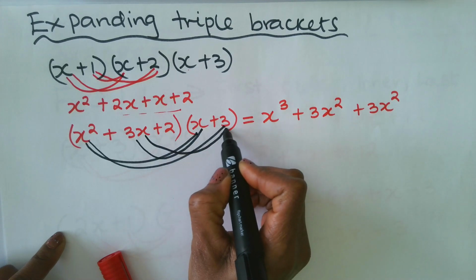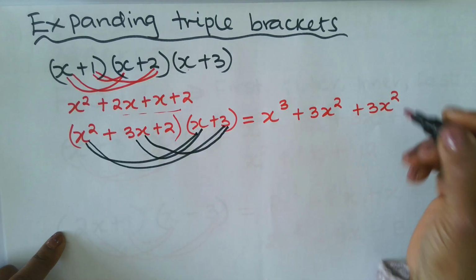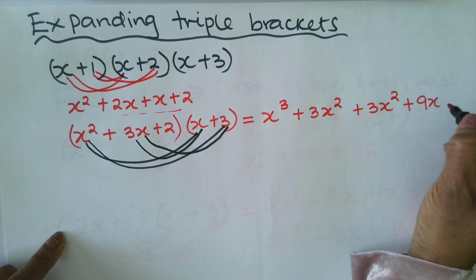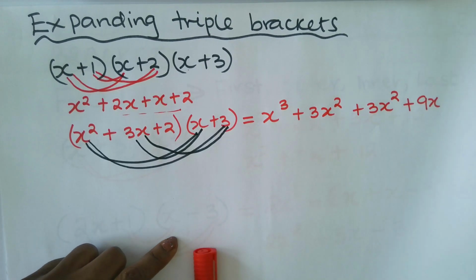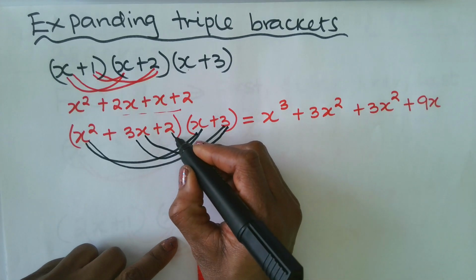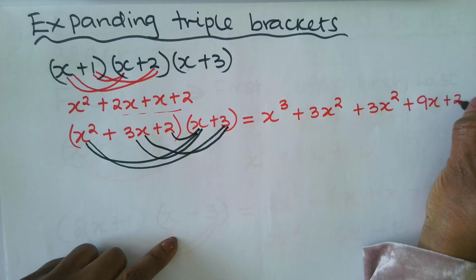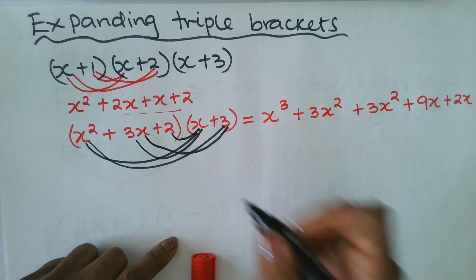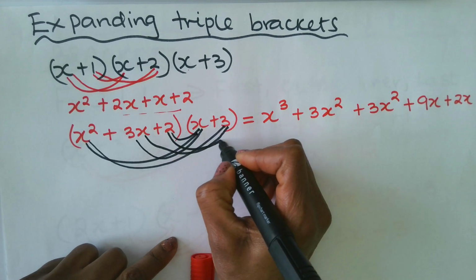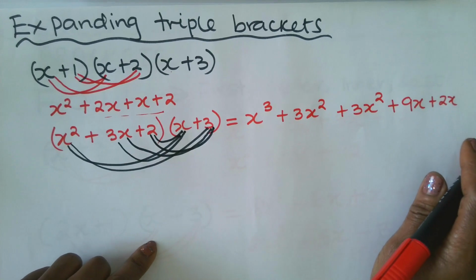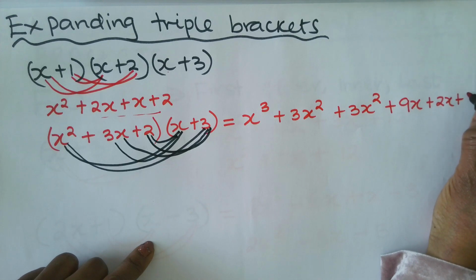3x times 3 will give me plus 9x. Move to the last number. 2x times x will give me plus 2x. And 2 times 3 will give me plus 6.